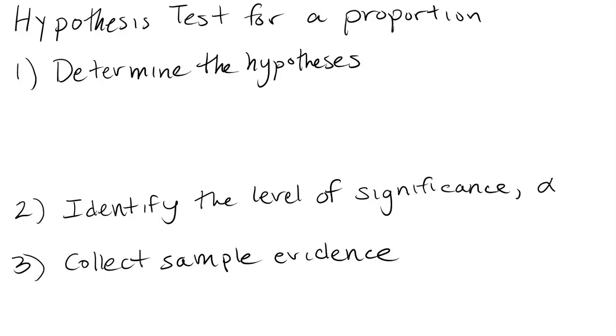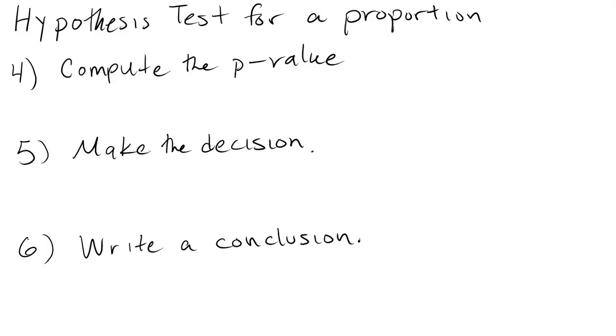Third, you collect the sample evidence. The evidence you have is dependent on the scenario you're in, and again, I'll get back to what it is for proportions in a minute. Once you have the sample data, you compute the p-value. Remember, to compute the p-value, we pretend like the null hypothesis is true, and then we basically ask, what is the probability that a random sample could give us statistics as extreme as what we witnessed if the null hypothesis was true? That's how we get our p-value.